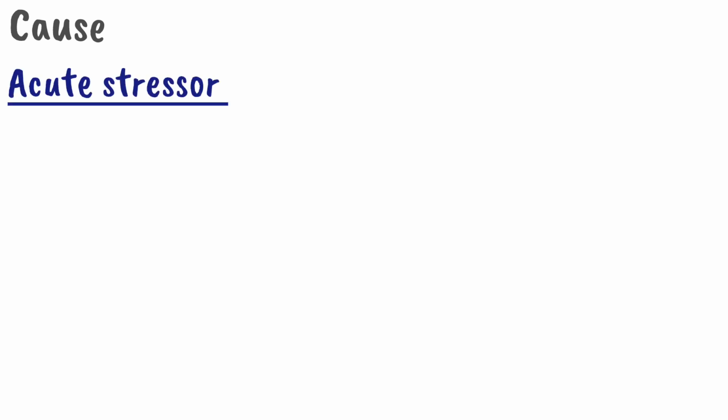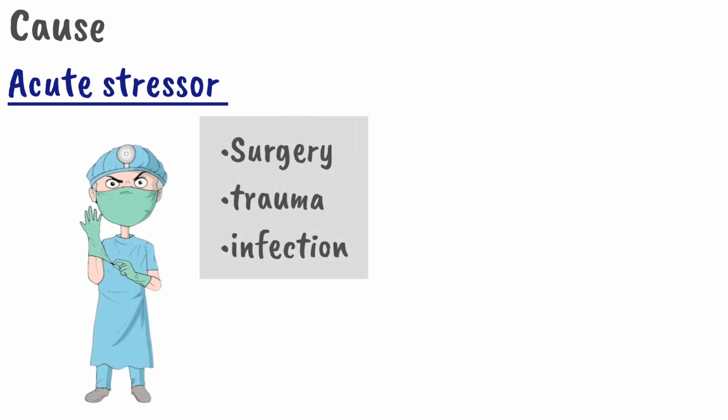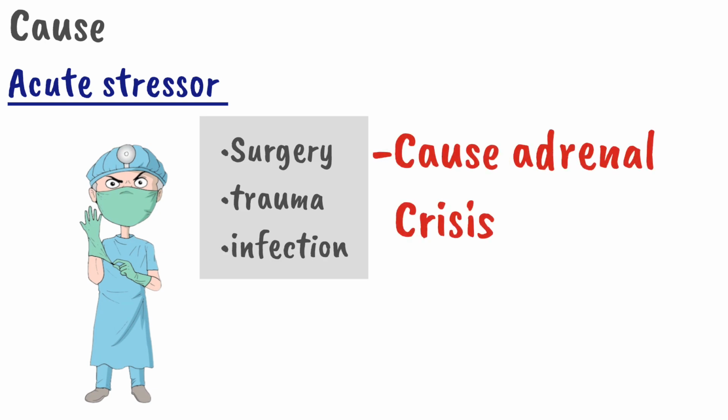Now come to the acute stressor. By acute stressor, we mean that when a patient presents with surgery, trauma or any infection, in this condition, normally there is a high requirement of cortisol. So when a patient fails to increase the cortisol level, the patient can present with an adrenal crisis.